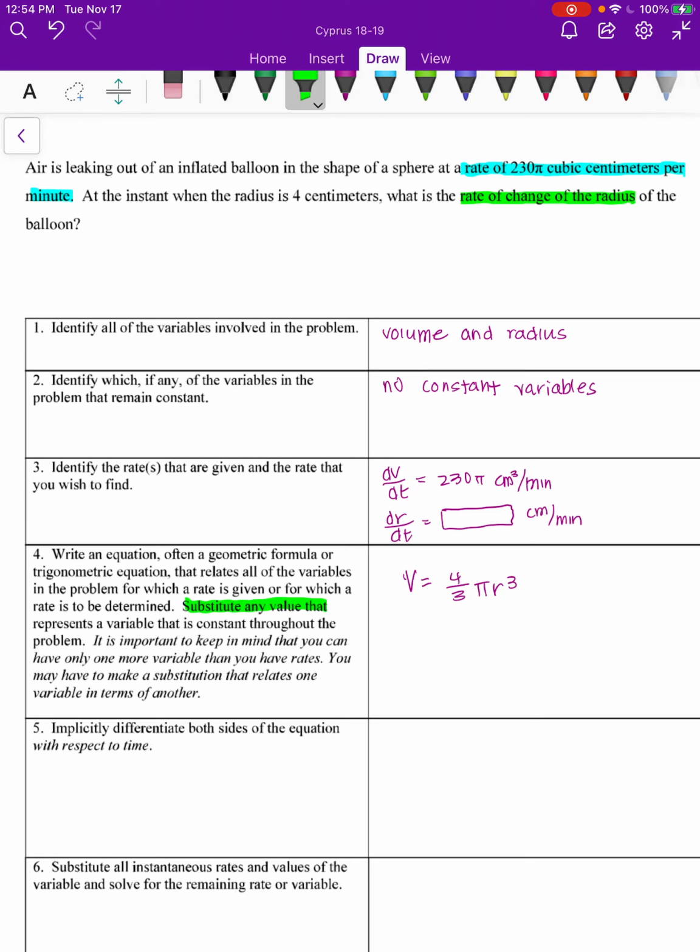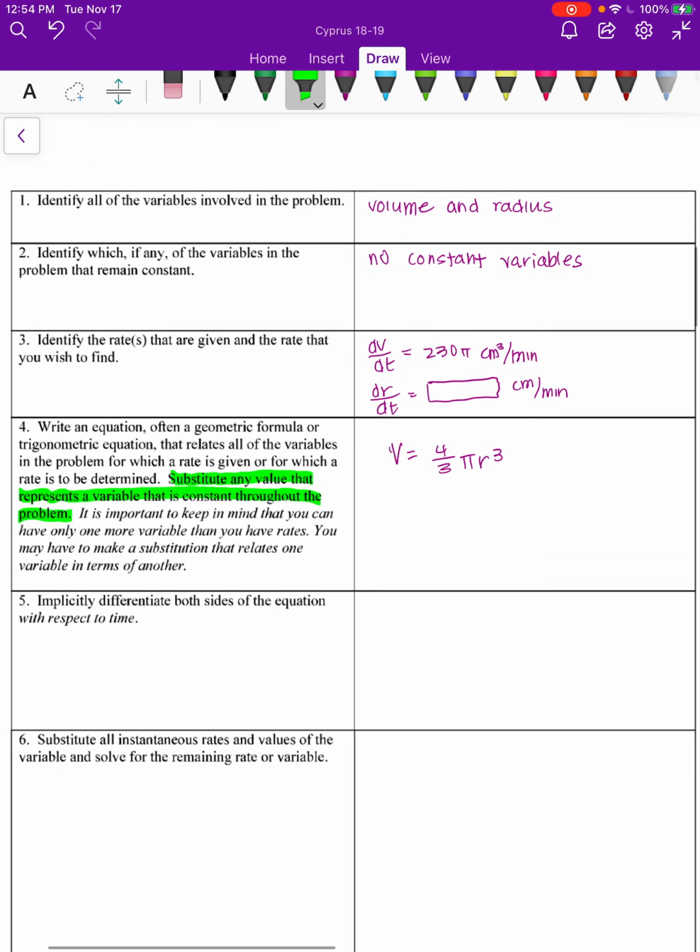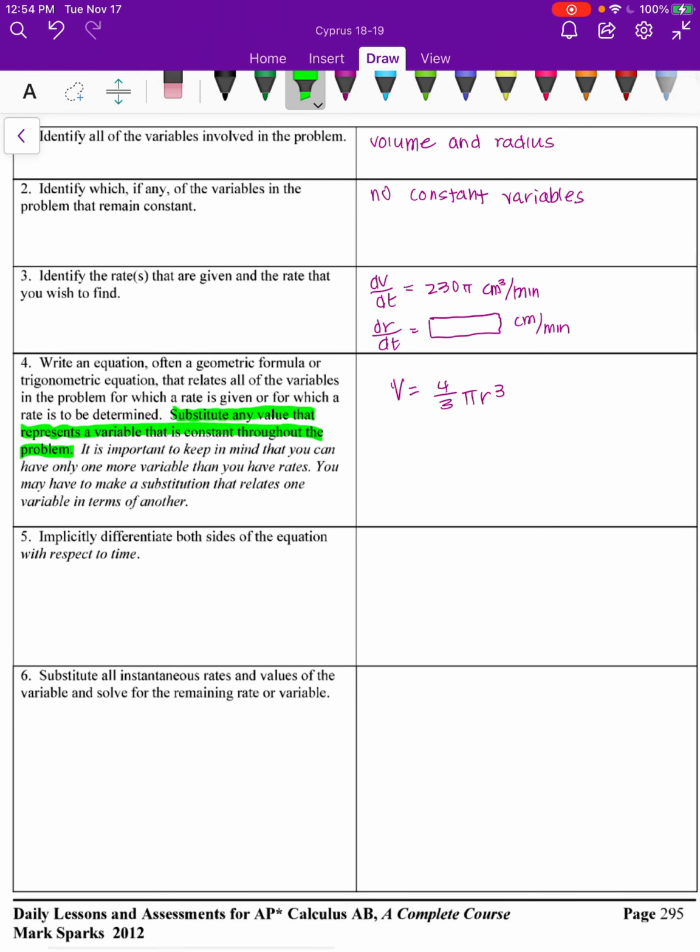Okay. A trick here, substitute any value that represents a variable that is constant throughout the problem. We didn't have any constant variables, but at this point, this is where we would plug those in. Okay.